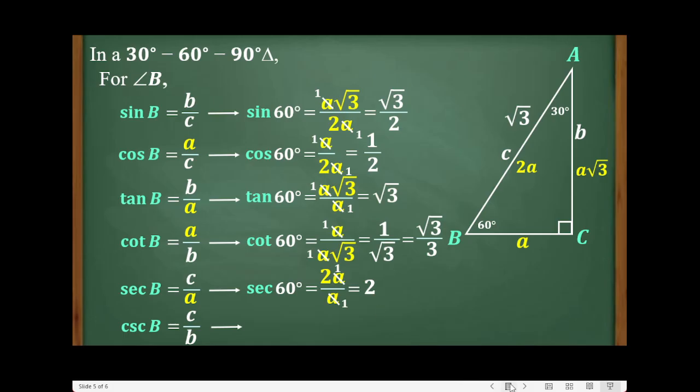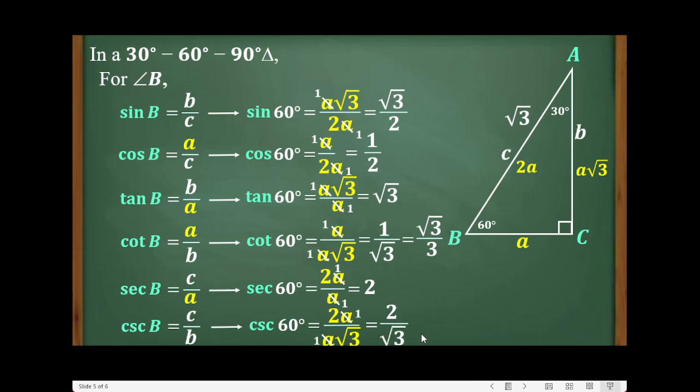And last one, the cosecant of B, which is equal to C over B, is actually cosecant of 60 degrees, which is equal to 2A for C, and over the equivalent of B, which is A square root of 3. So again, the A cancels. So what is left in the value? It's 2 over square root of 3.